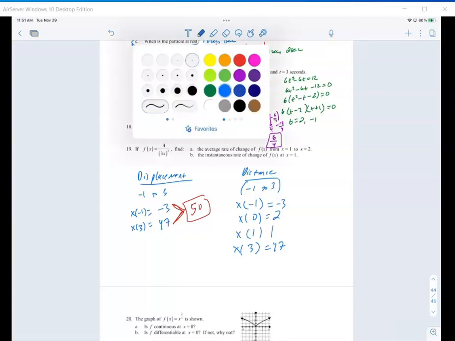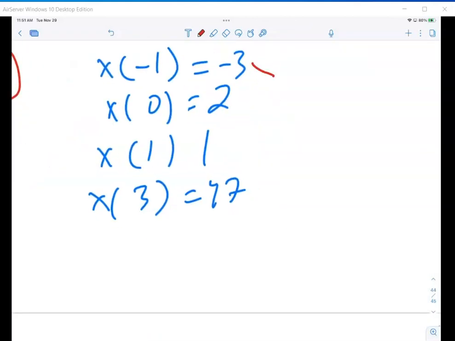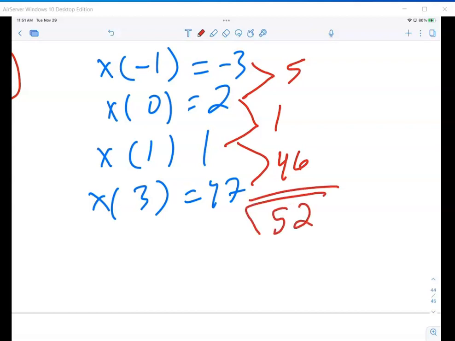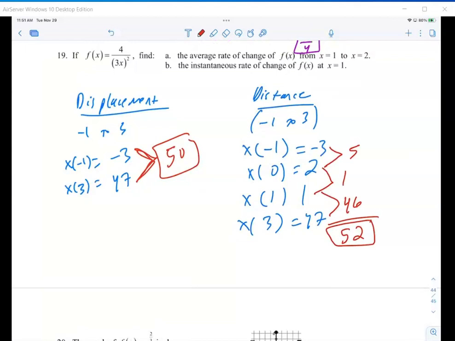Okay, let's find out how far away each of these are. That's a distance of 5, because it's a negative 3 to a positive 2. That's a distance of 1. That's a distance of 46. So it's a total distance of 52 units, or whatever. Okay? So you can tell it's a little bit different than the displacement.